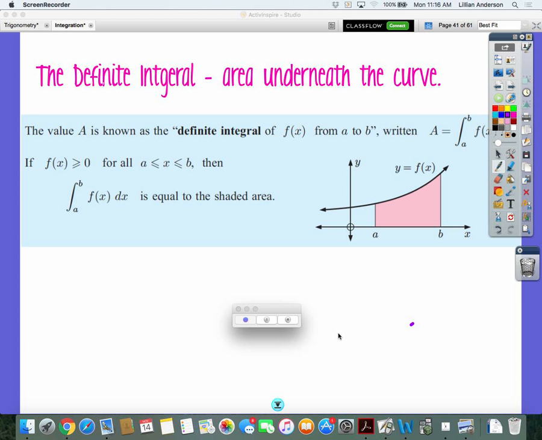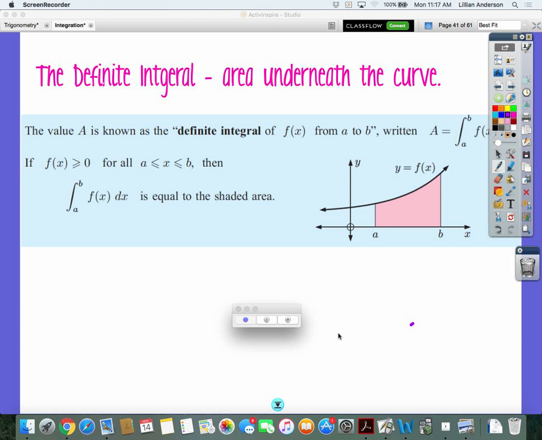So today we're talking about the definite integral. This is where you are no longer using the plus C, okay? The definite integral is basically the area underneath the curve. Whenever you're taking the antiderivative of a function, it's asking you to find a general equation to find the area underneath the curve, and that's what the definite integral is talking about.